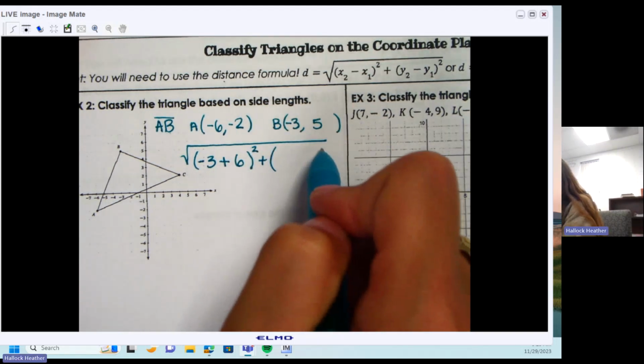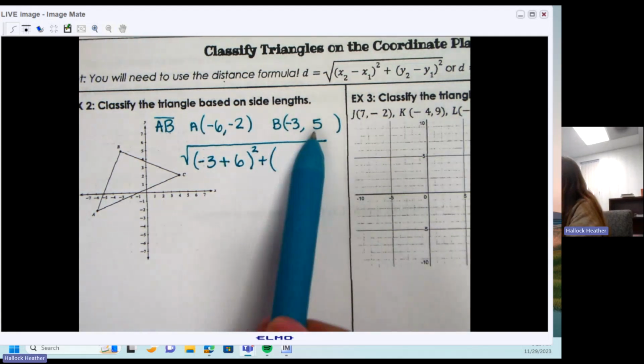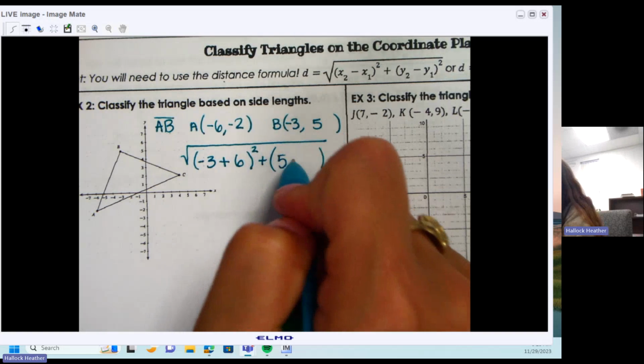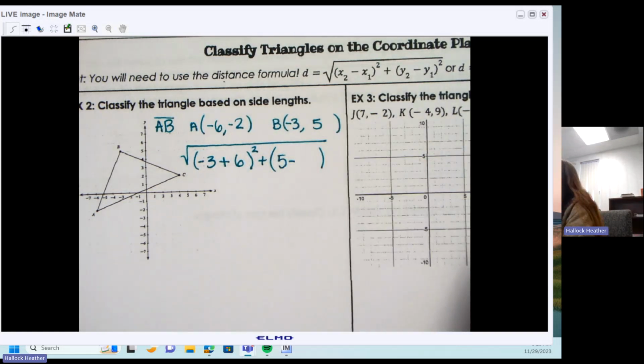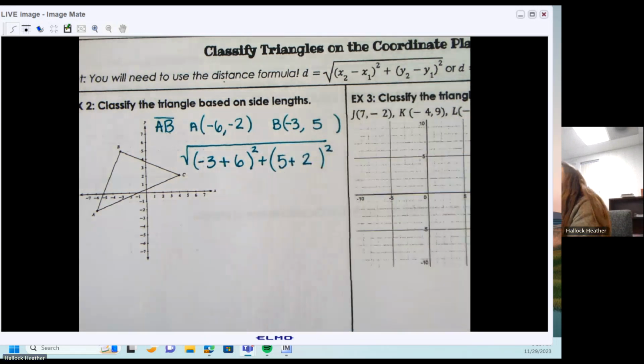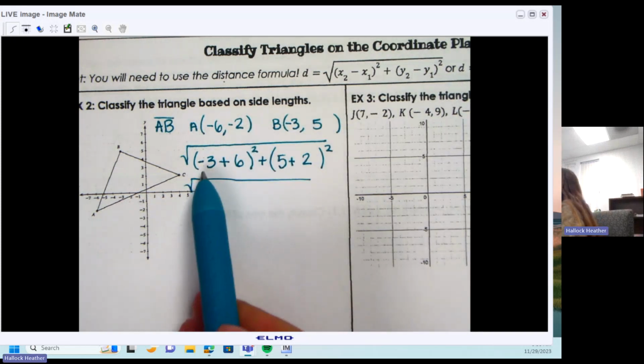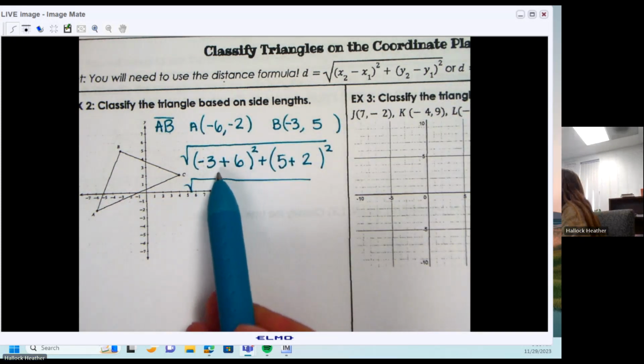And then I'm going to add. And I'm going to do the same thing with the y's. Y2, which is 5. I'm minusing y1, which is -2. When I'm minusing a negative, it's going to add them. And now I'm going to simplify. I'm going to combine steps at this point, just because I don't want to show literally every single step. What is -3 plus 6?